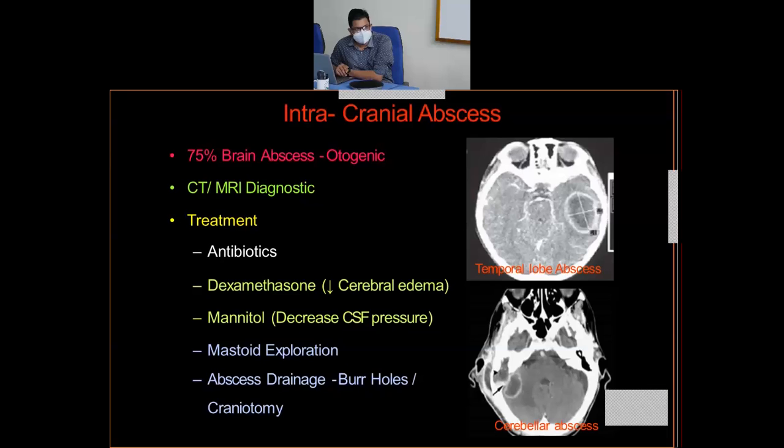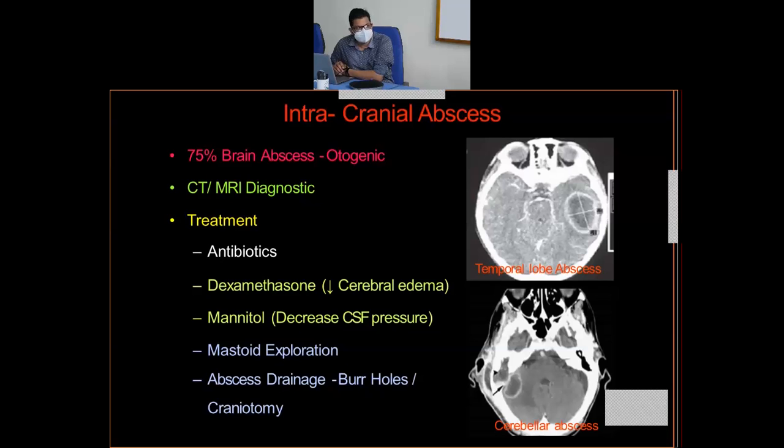The abscess you can drain, but it's not an ENT surgery. Neurosurgeons used to do the abscess drainage by burr hole technique or craniotomy. And from our side, we have to remove the source of infection, that is the mastoiditis or CSOM, whatever is there. We have to remove it with mastoidectomy procedure, mastoid exploration. So we have to remove the root cause, and the neurosurgery people will remove the abscess from the brain.